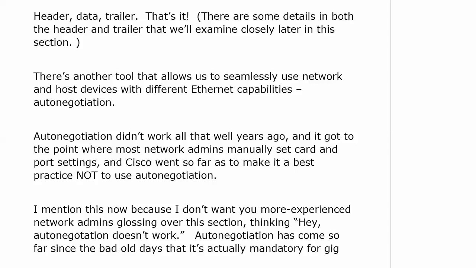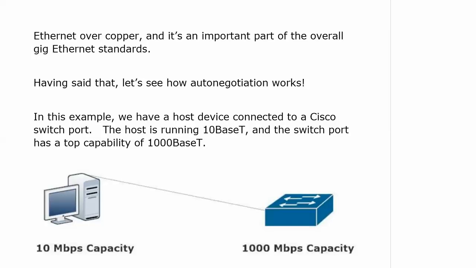And Cisco went so far as to make it a best practice not to use Autonegotiation, and some other vendors did too. I mention this now because I don't want you more experienced network admins glossing through this or going up to get coffee while I'm talking, saying, that doesn't work. Autonegotiation has actually come so far since the bad old days that it's mandatory for Gig Ethernet over copper, and it's an important part of the overall Gig Ethernet standards. It's also going to be an important part of your CCNA exams, so we ought to know what's going on here.